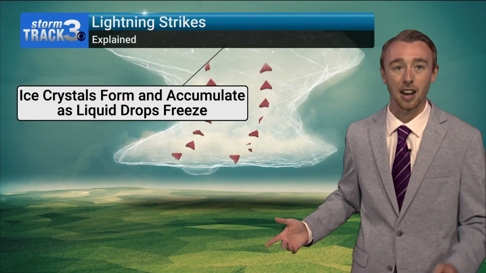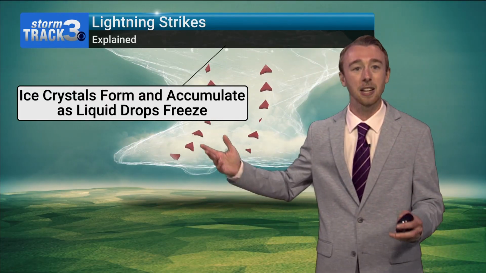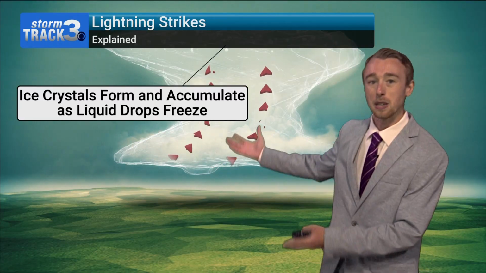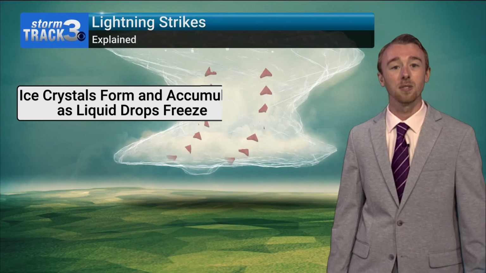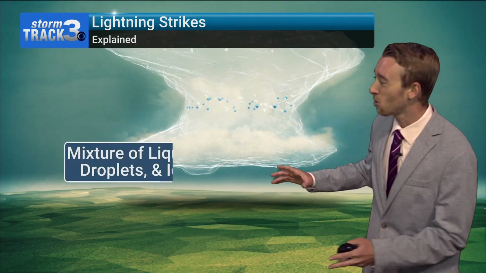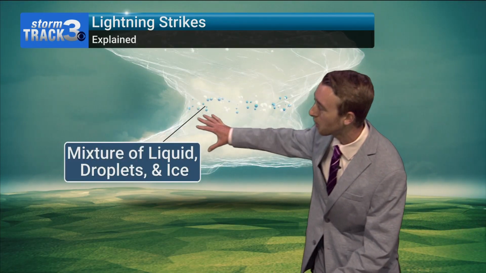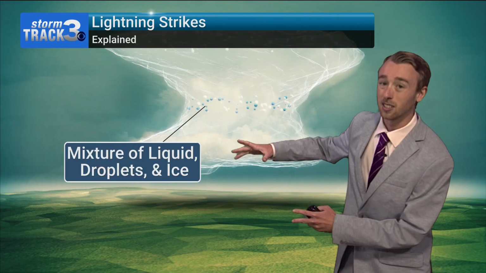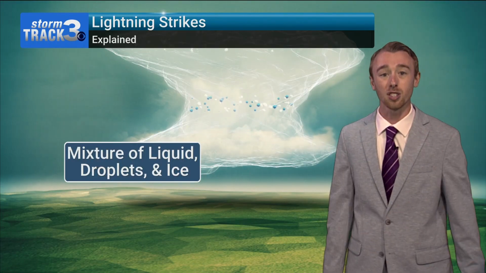So what even is a lightning strike? How does it even form? Well, we have in the upper layers of, say, a cumulonimbus cloud, a storm cloud, those ice crystals forming and accumulating as liquid raindrops are freezing. It's all being pulled up in the updraft of the storm. In the mid-levels of the storm, that's where we have a mixture of some liquid, some droplets, and some ice right near that freezing level several thousand feet above the surface.